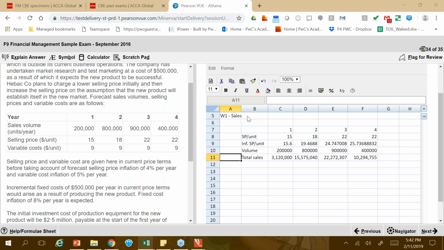Could we multiply by 1.08 for year 2 sales working? No, you can't, because the inflation is 4%. So it's a presentation of these answers, which is really important, so that it makes it easier for the examining team to give you marks.